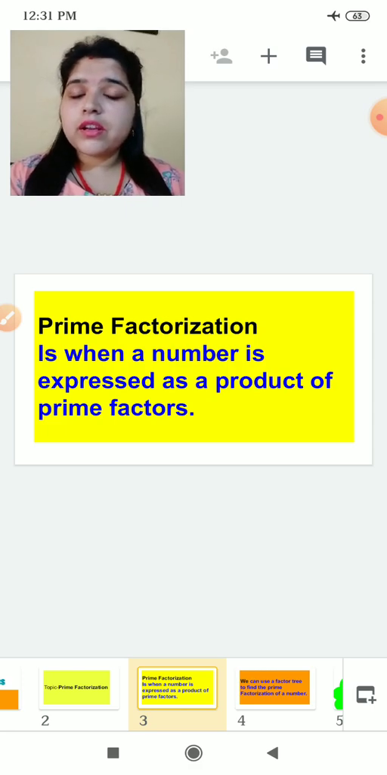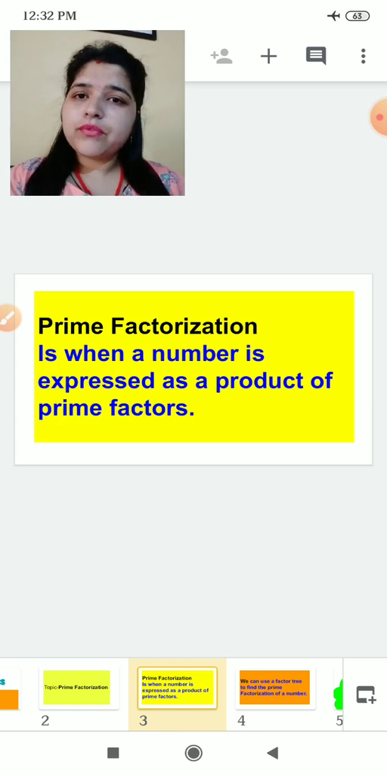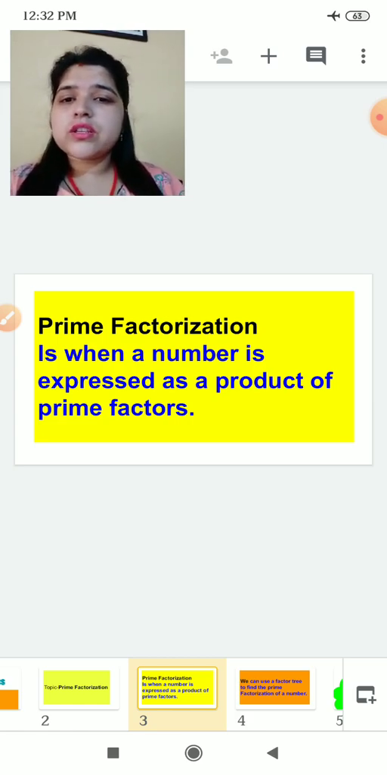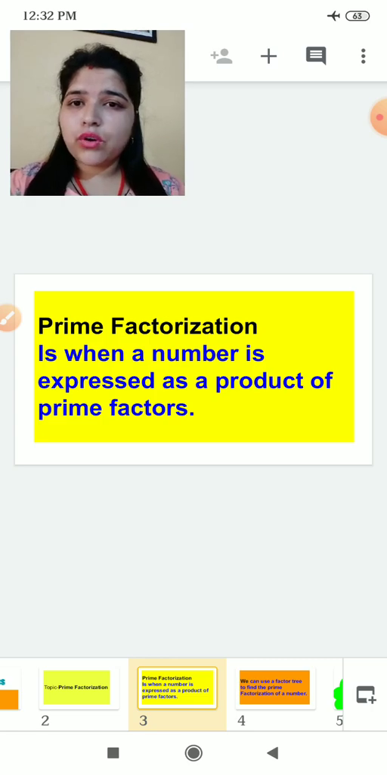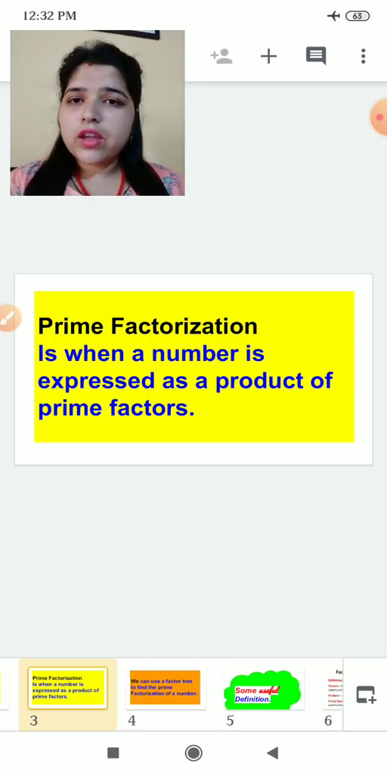It means when any number is given to you, its product is expressed as prime factors. You have prime factors and you are expressing that product as a prime factorization. That is known as prime factorization. When we see the questions, you will understand its definition very clearly. We have already discussed the prime factors, so today we are going to express that prime factor as prime factorization.